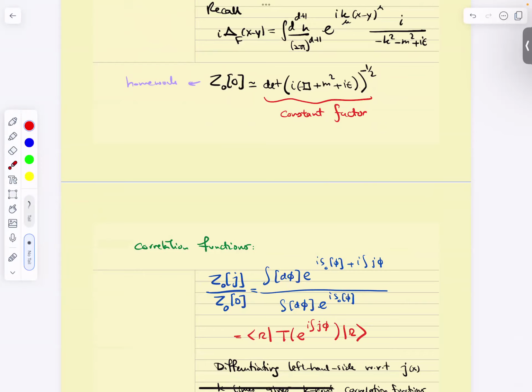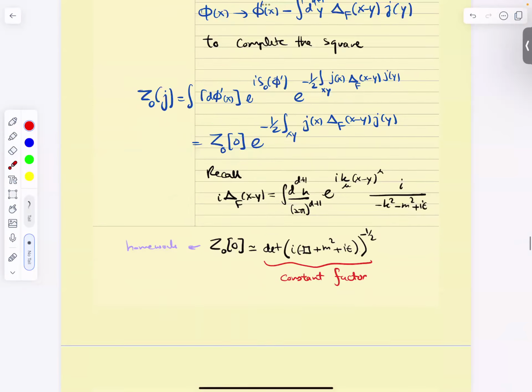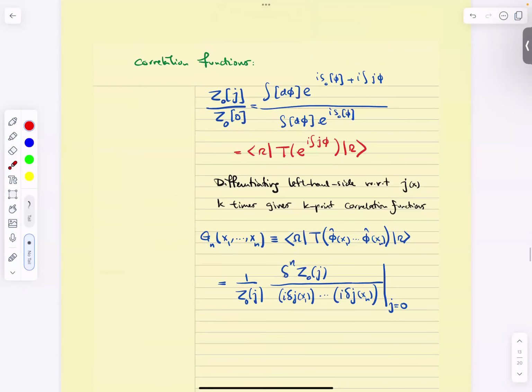So what we're going to do is take Z0 of j divided by Z0 of 0, and the result is basically this expression. What is the interpretation of that? Let me write it here. Yeah, this is what the expression is, right? I can interpret this expression as the expectation value of the time-ordered e to the power of i j phi in the interacting vacuum.